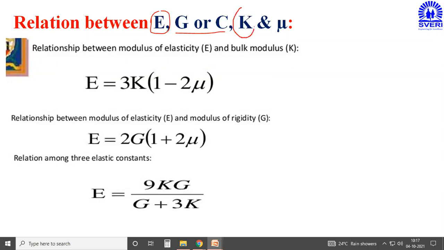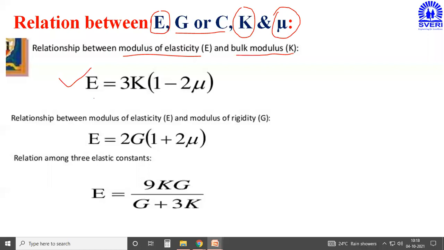Then bulk modulus is indicated by K, and one more constant parameter is there, which is called mu. Now the relations between all the elastic constants. So what is the first relation? The relation between modulus of elasticity and bulk modulus K, the relation between E and K.